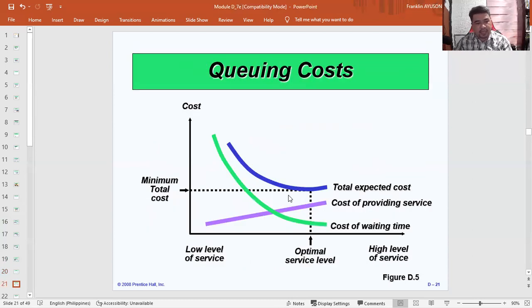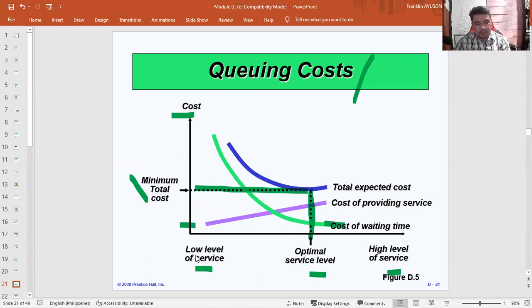Yan. So with this, we can understand, okay, our queuing cost. So the cost, okay, is the minimum or the minimum total cost versus the service level, which is high, optimal, and low. So you have your total expected cost, okay, at minimum cost and the optimal level, optimal, okay, this would be the standard, okay? And of course, the cost of waiting time decreases as we try to lower our costs.